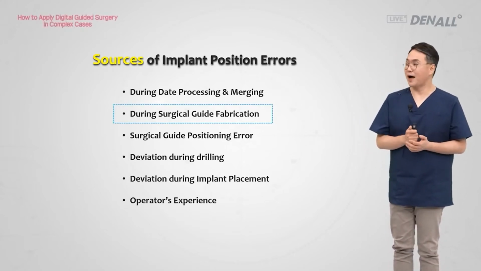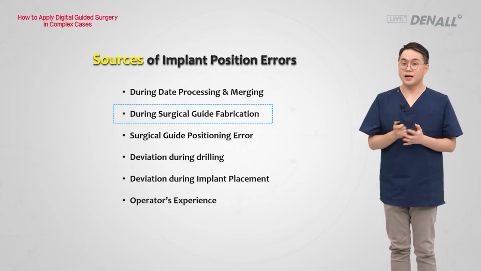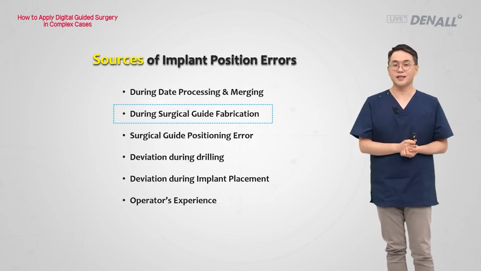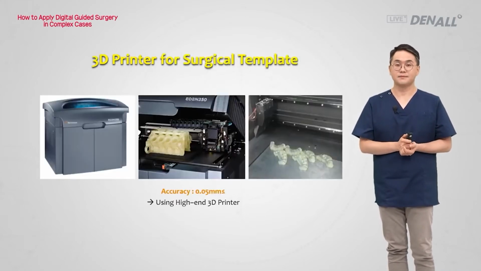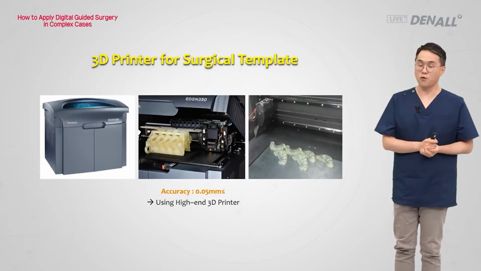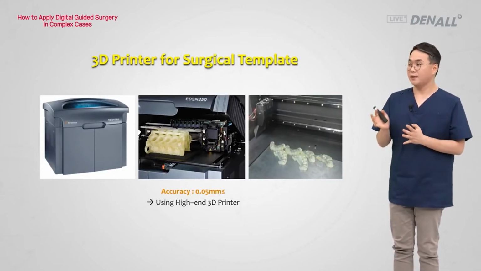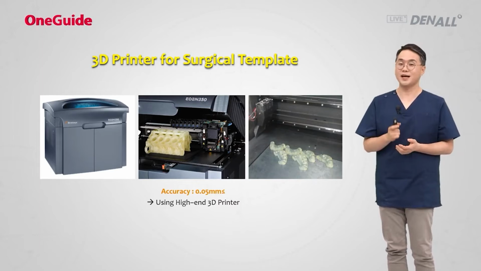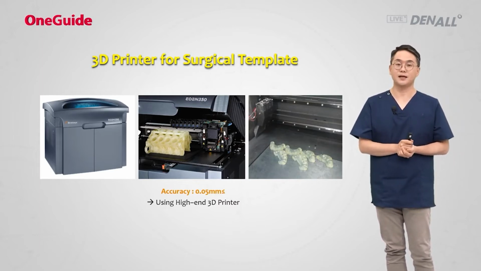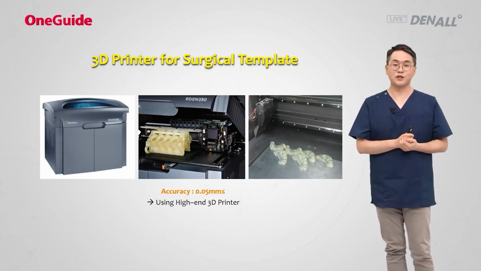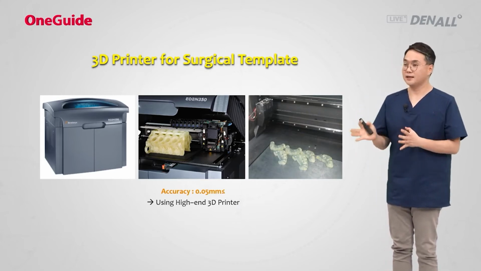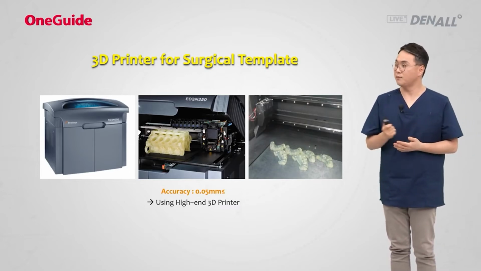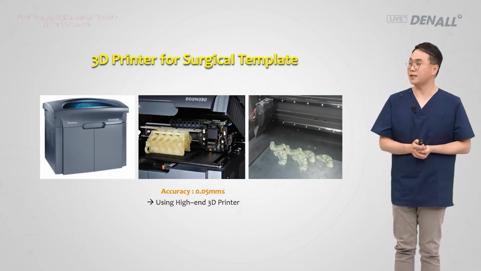Next is the fabrication of guides. Guides are mostly printed with a 3D printer, so the quality depends on the quality of the 3D printer. So Osstem adopts a very high quality polyjet type 3D printer with an error range of 0.05 millimeters, 50 micrometers, which is excellent. Compared to the DLP or SLA type 3D printers that have been used in the office, Osstem adopts a very high level specification. So if you use Osstem OneGuide Center, you don't need to be worried about the accuracy of the printout.